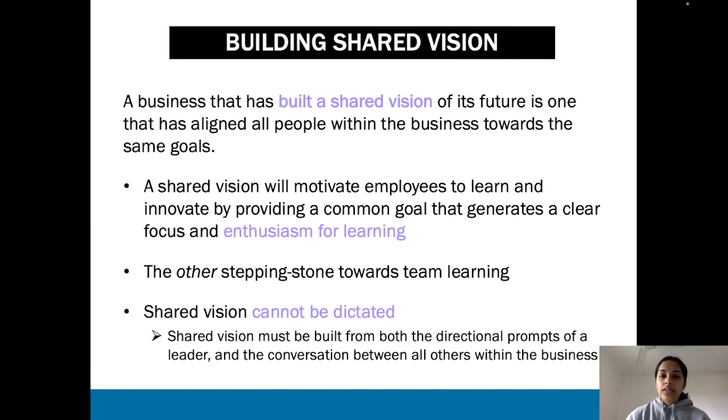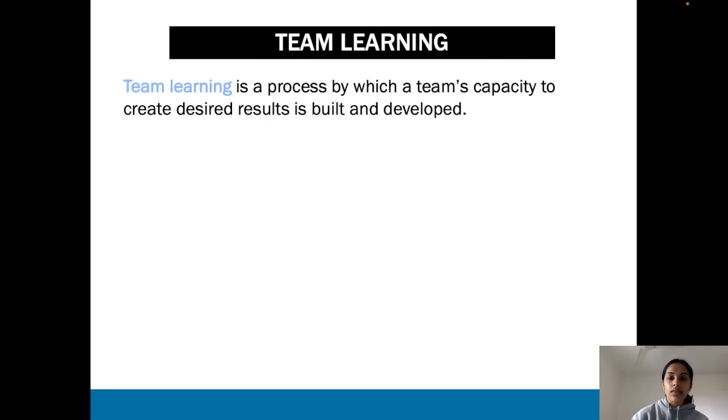However, it's important that the shared vision can't be dictated. It can't be just set by the manager saying, okay, everyone's going to strive towards this. It's really important that a shared vision is built from both the directional prompts of a leader and the conversation between others within the business. So considering what other employees feel and reaching that middle ground towards building a shared vision of where the business wants to go and what people want to achieve as well.